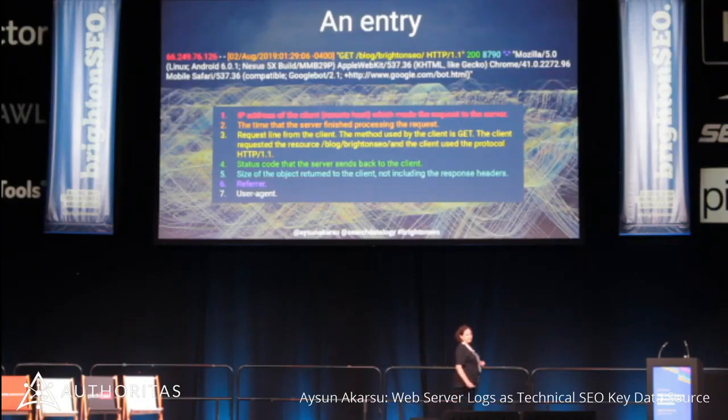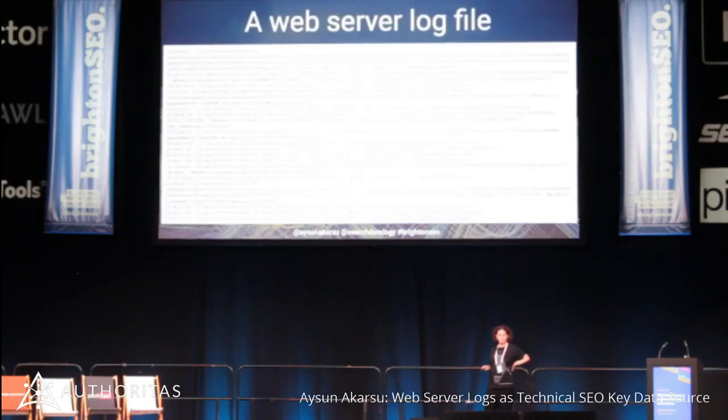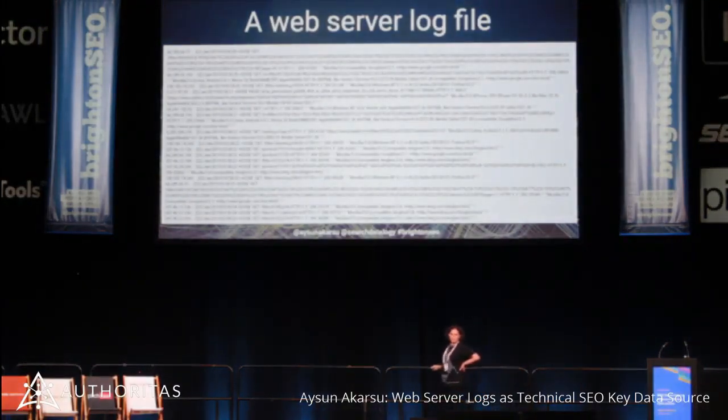So a line in a log file looks like this. There are 7 main fields. The first one is the IP address of the client. The second is the time that the server finishes processing the request. The third one is the request line from the client. The fourth one is the status code. The fifth one is the size of the object returned to the client. The sixth one is the referrer, and the last one is the user agent. A web server log file looks like this.